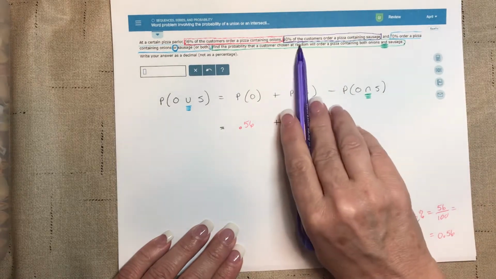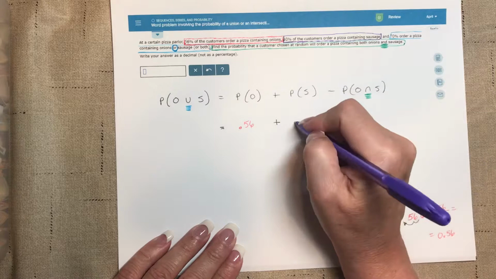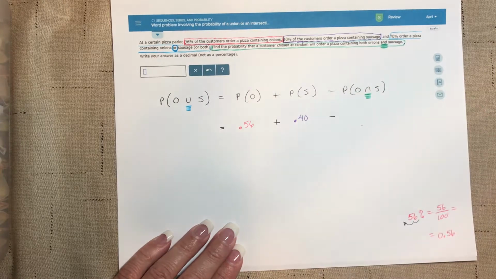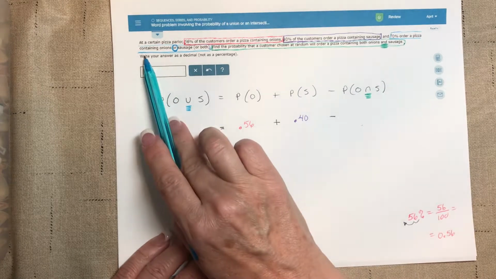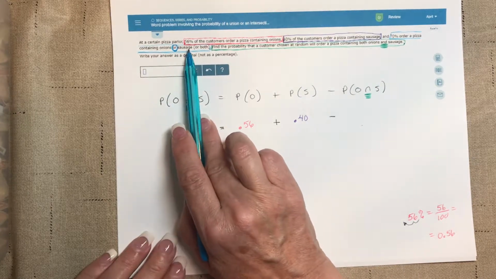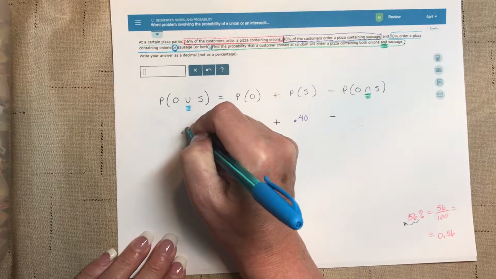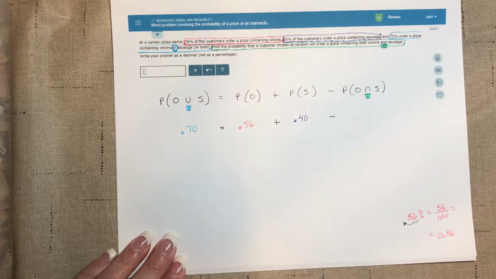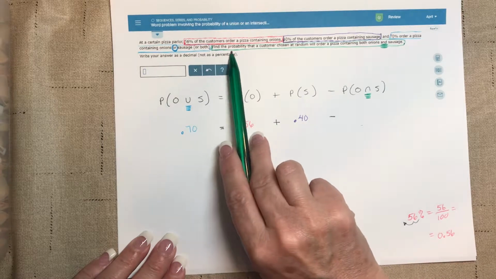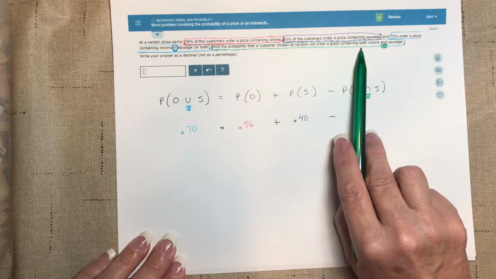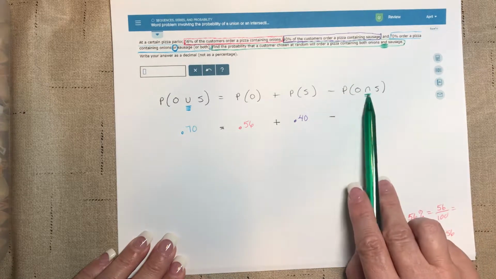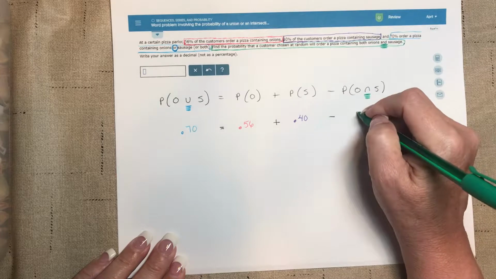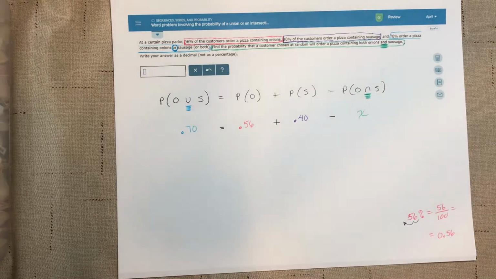Then in purple, 40% of the customers ordered sausage. 40% would be 0.40. And then in blue, 70% order a pizza containing onions or sausage or both. The or is my union, so 0.70 goes there. And then last but not least, find the probability that a customer chosen at random will order a pizza containing both onions and sausage. That's this one right here. This is what I'm looking for. So I'm just going to call that x, because I'm an algebraian and I love solving things algebraically. That's what I'm looking for. And now I have to do some algebra here.